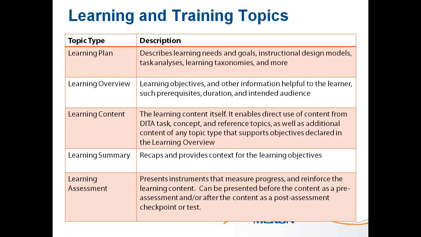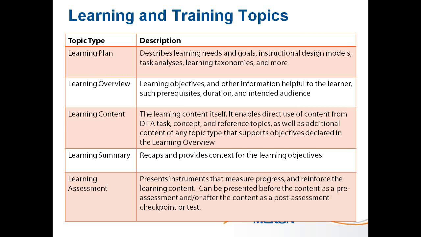The new types are learning plan, so needs and goals, task analysis, learning taxonomies, and more. In a formal, full-on learning management system, you have a learning plan before you've even written the course, and you pass that on as an asset that goes with the courseware. Then a learning overview, learning objectives, info for the user, prerequisites, duration, all sorts of metadata like that.